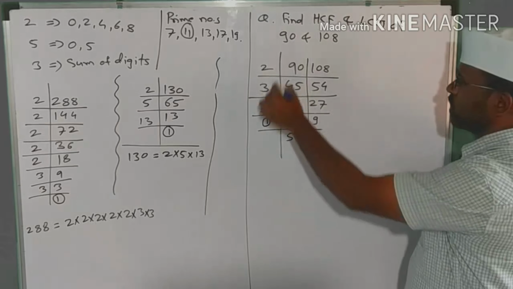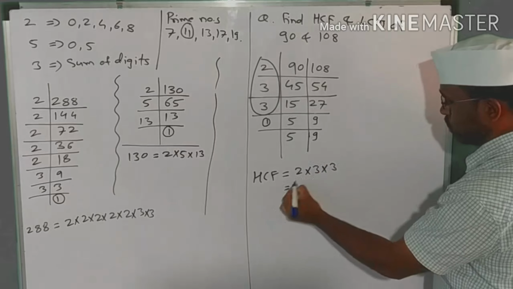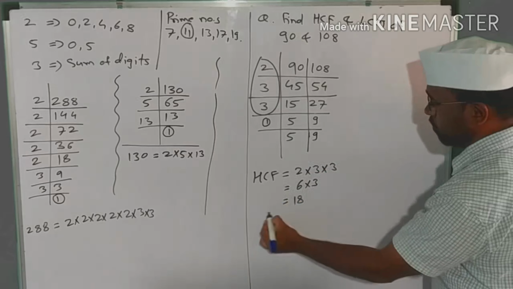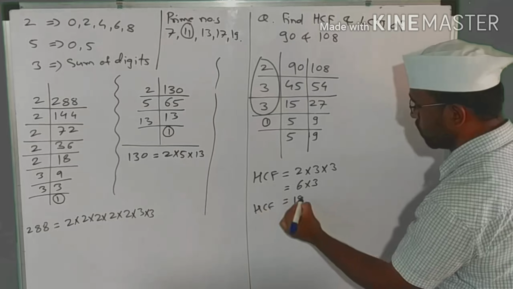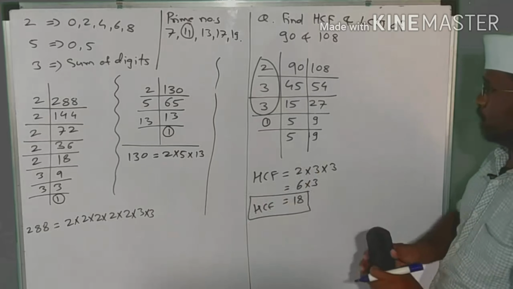Now we can use this factorization to find HCF. To find the HCF, we just have to multiply these numbers in the first column. So the multiplication will be 2 into 3 into 3. The answer is 2 3s are 6, 6 3s are 18. Means the HCF of these two numbers is 18. HCF of 90 and 108 is 18.